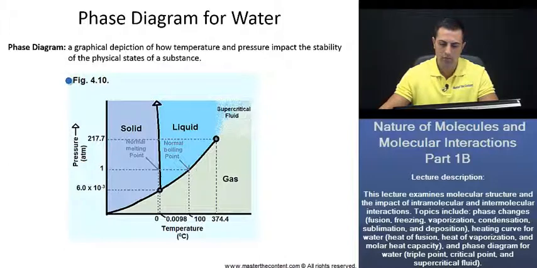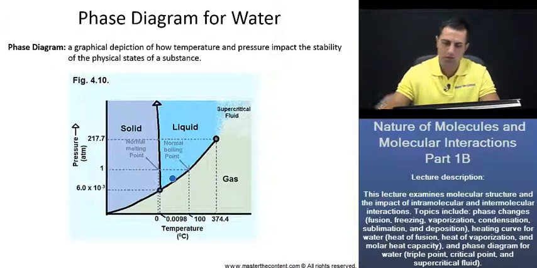Looking here at figure 4.10, we can see where water is stable in various phases at various pressure and temperature combinations. Meaning here we're going to have solid ice, here liquid water, and here we would have gaseous water vapor. Now these lines here are also significant.